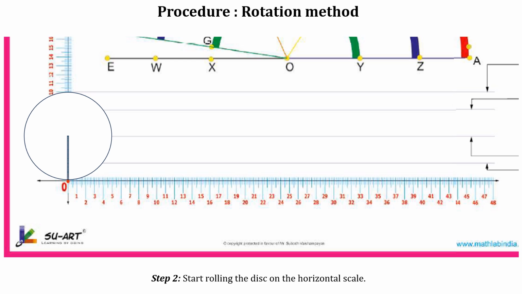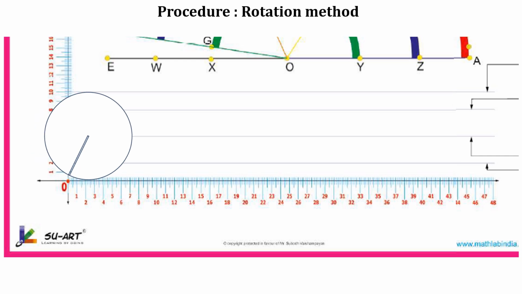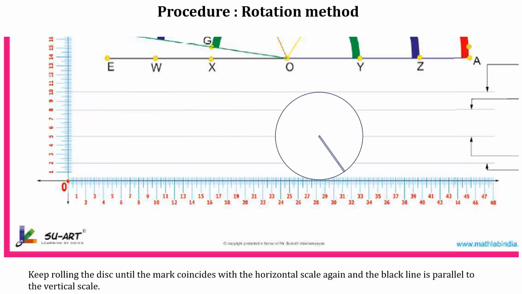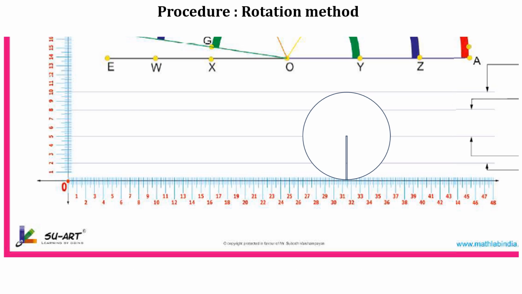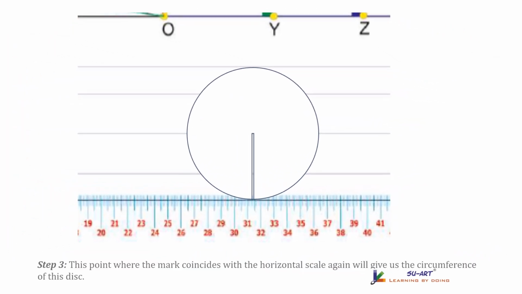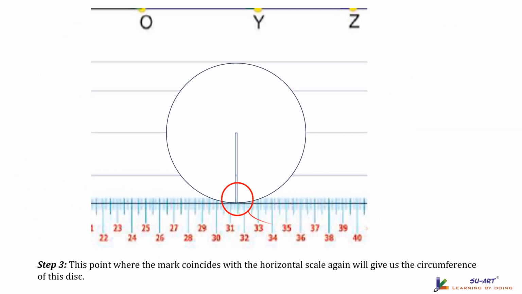Step 2. Start rolling the disc on the horizontal scale. Keep rolling the disc until the mark coincides with the horizontal scale again and the black line is parallel to the vertical scale, as shown here. Step 3. This point where the mark coincides with the horizontal scale again will give us the circumference of this disc.